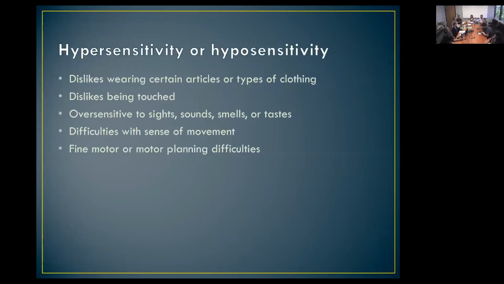So I referred to this earlier, and some of these things you might see as well in the field, but I thought it would be good to spend some time on. So this idea of hypersensitivity or hyposensitivity, and it's not clearly one or the other all the time. In terms of senses, a lot of patients who are on the spectrum dislike wearing certain articles or types of clothing, specifically wool or anything that's really scratchy. The dislike of being touched, this overwhelming sense of sight, sound, smells, or tastes, difficulties with sense of movement, so that they're more prone to falling down the stairs, tripping on things, and then difficulty with fine motor or motor planning activities. I bring that up because you could imagine how some of these people might look impaired, might look like they're drunk, whereas really they have some difficulty with their motor movement.